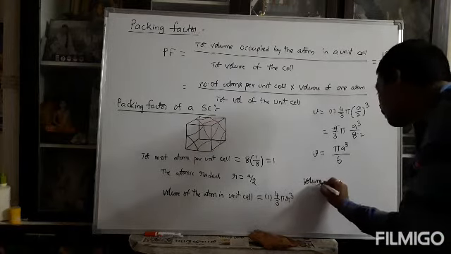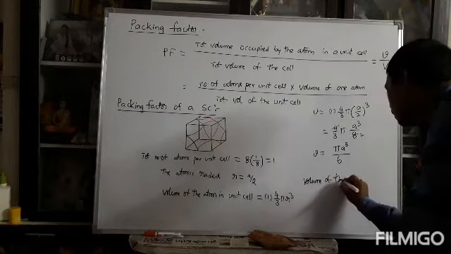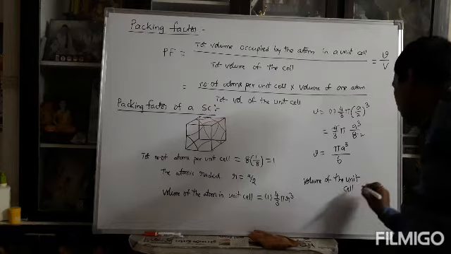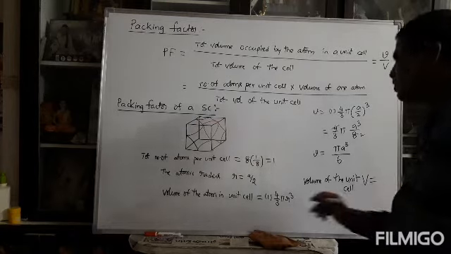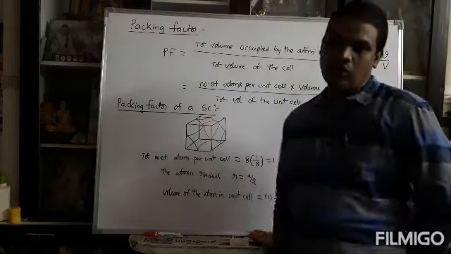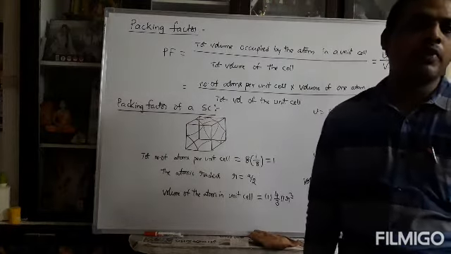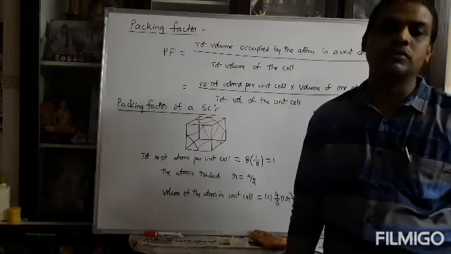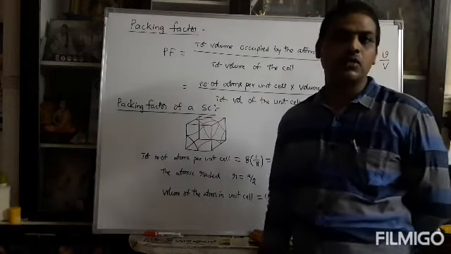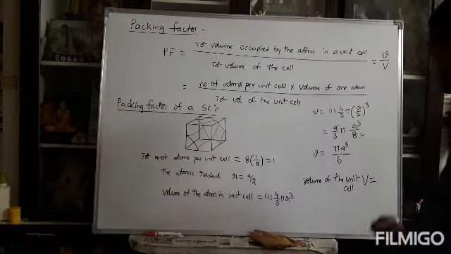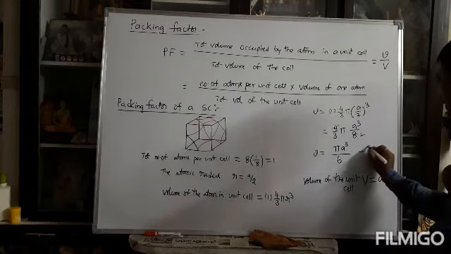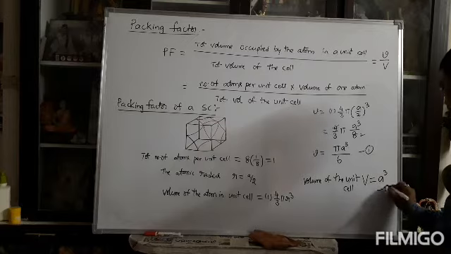Next, the volume of the unit cell, capital V. This structure is a cubic structure. The volume of the cube is length into breadth into height. Each and every side is equal, A equal to B equal to C, which you can take as lattice constant a. A into A into A, nothing but a cube. This is equation number 1, and this is equation number 2.